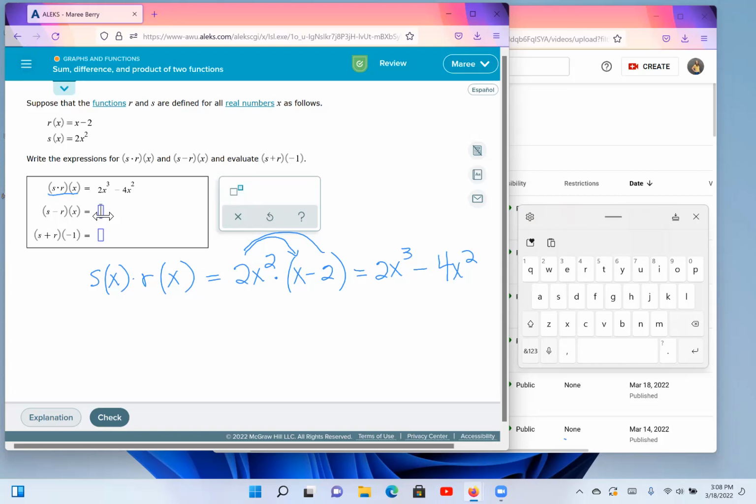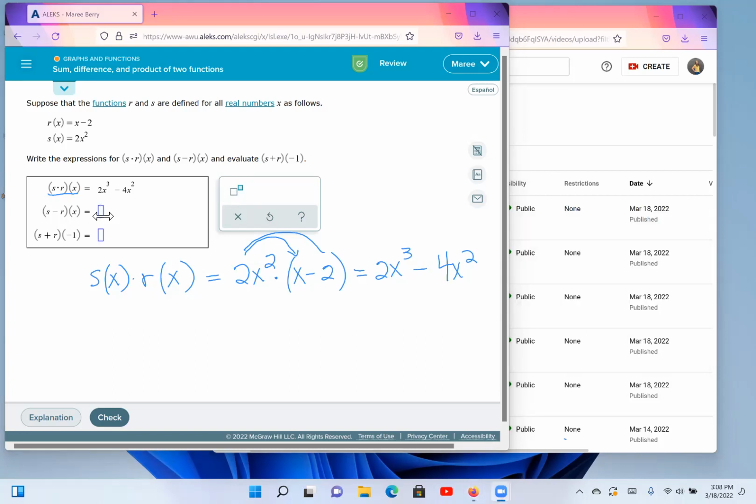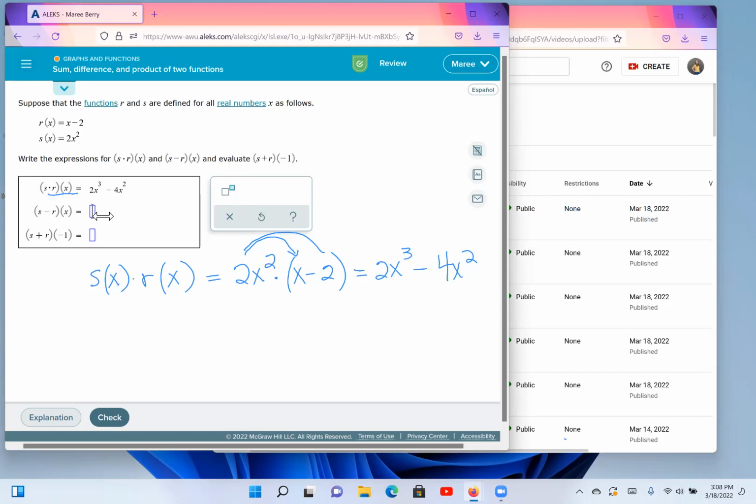When we subtract s minus r of x, we're going to take that s of x and we're going to subtract r of x. So we have 2x squared minus an r of x is x minus 2. So because we are subtracting a binomial, we have to distribute that negative sign. So we have 2x squared minus x plus 2. And that's what we're going to type in here for our answer for s minus r of x.